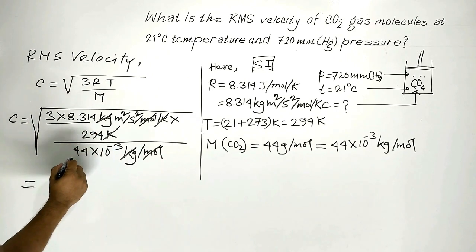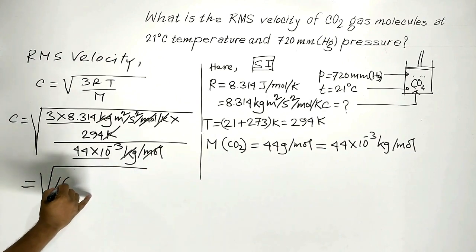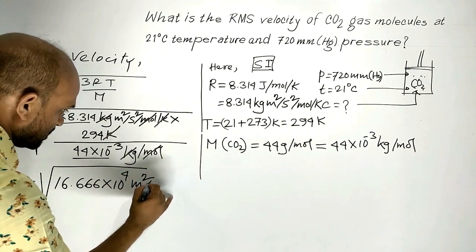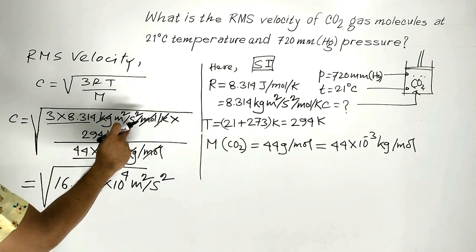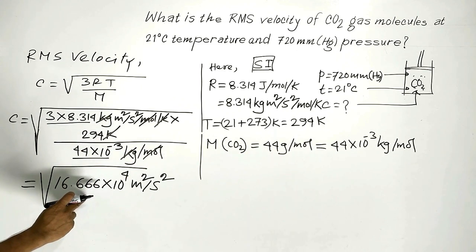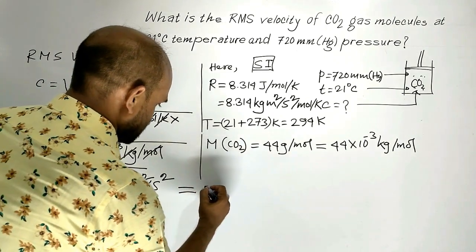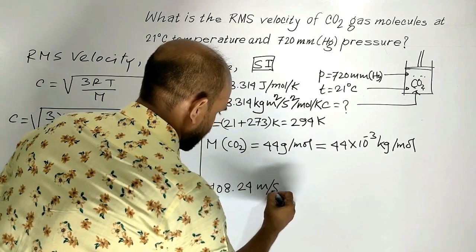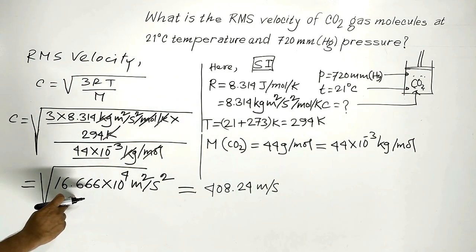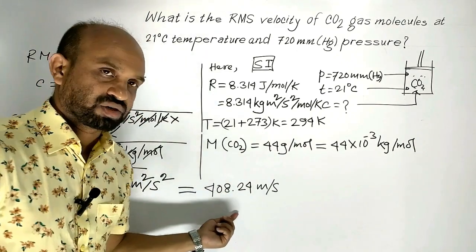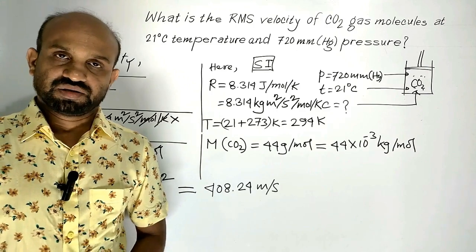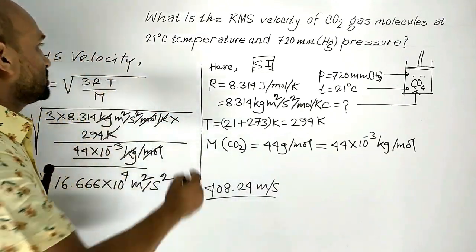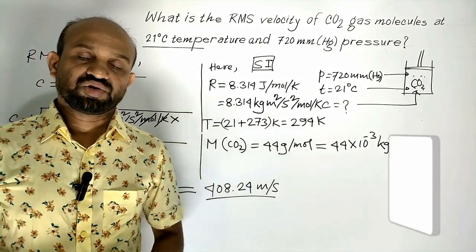Now from these values we get 16.666 into 10 to the power 4 meter square per second square. We get this value from calculator. Then from this we can write, root over of this, 408.24 meter per second. That is, RMS velocity of carbon dioxide gas is 408.24 meter per second at 21 degrees Celsius temperature and 720 millimeter mercury pressure.